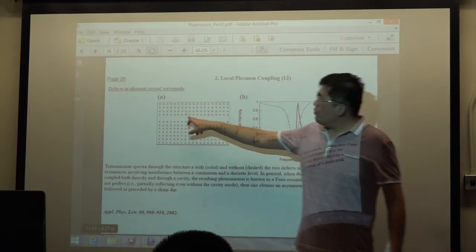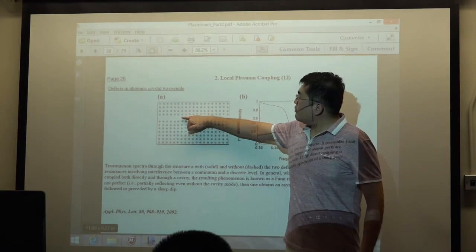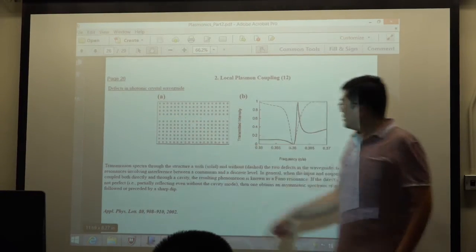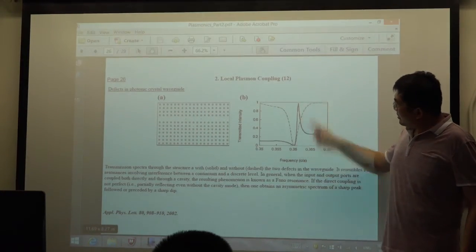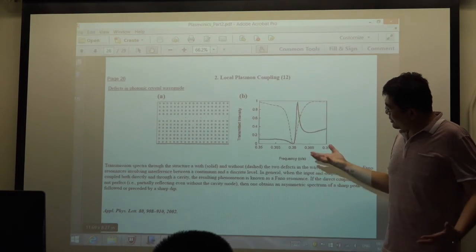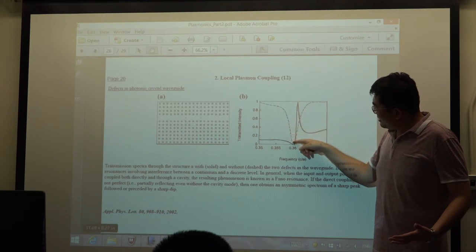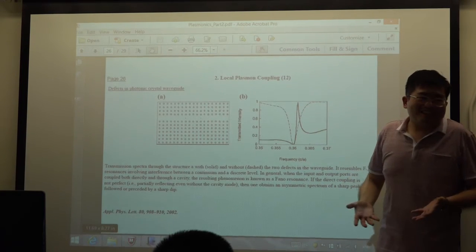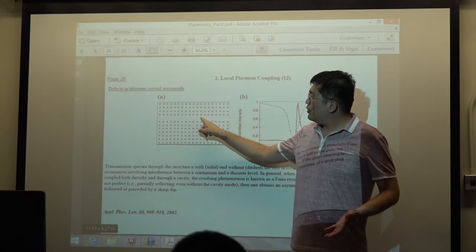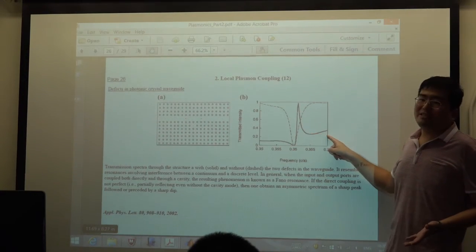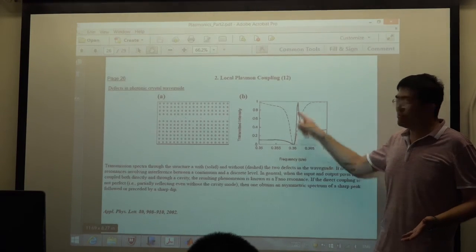First thing, if I remove these two scatterers, just the direct channel and this cavity, this is also asymmetric, but typically it's not a very good Fano resonance. But they introduce two points, and you can see it has a very standard Fano resonance, with a very sharp change.